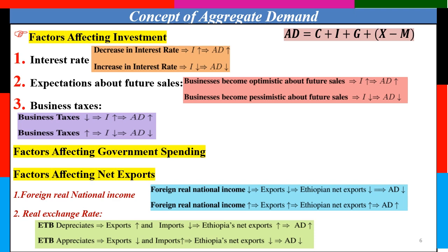Factors that affect investment: interest rates. Next to consumption, we have what? Investment. A decreased interest rate implies that investment is increasing, because an investor has the ability to invest in different activities due to the decrease in the interest rate. At that time, when investment is increasing, aggregate demand is also increasing.